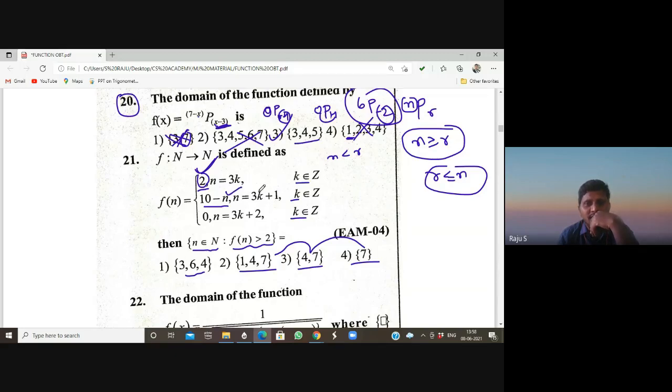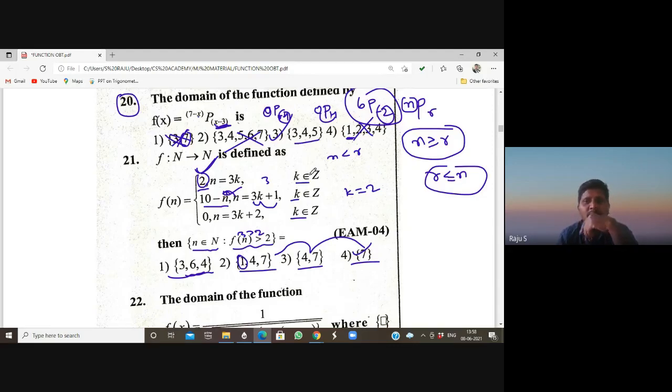Second option: n is equal to 7. It belongs to 3 into 2 plus 1, which is 7, and k is equal to 2. Then n value becomes 7. Substitute 7 here, 7 minus 4 gives 3. That is f of n, and 3 is greater than 2, so it satisfies. So 7 is satisfied, and the answer might be second, third, fourth, because the first option has no 7. Even though 7 is satisfied, next, first we can take 1.